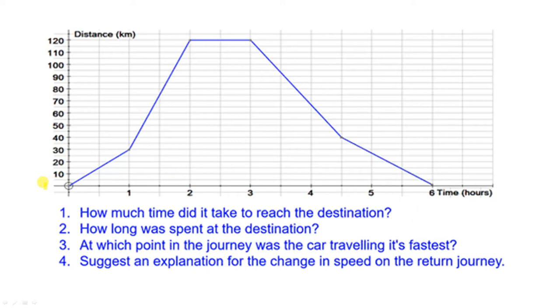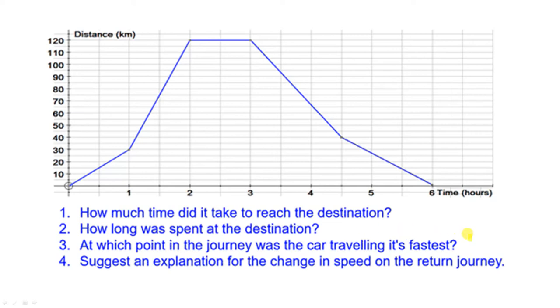Now the destination, you find that from the vertical axis. So I'll leave that to you because that is contained in the lesson. So remember, you can access the lesson if you need to do so. Number 2, how long was spent at the destination? So you'll have to work out what that means. Was spent.